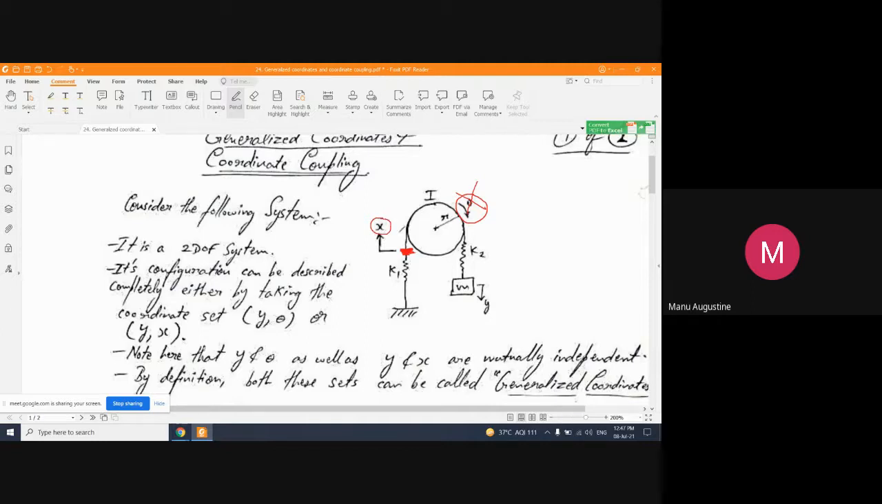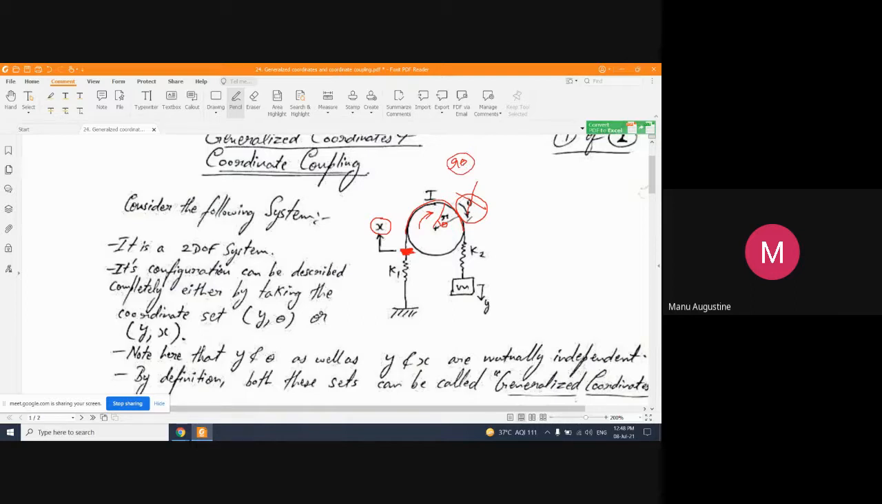And now you see, if we assume that there is no slip between the thread and the pulley, then if theta was the angular displacement of the pulley, then the linear stretch of the thread is obviously r into theta. And the direction of rotation of the pulley is in this direction, and when it rotates by an angle theta, it pulls the thread from the left hand side by an amount of r theta.